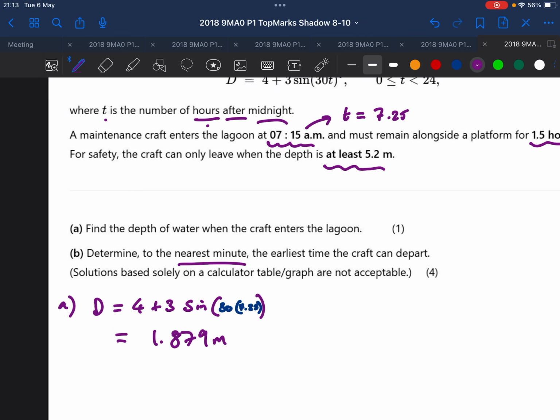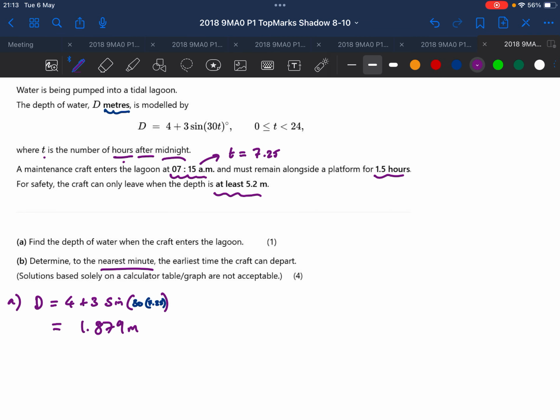Okay, so now I've worked with 7.25 before as the first one. The earliest that it can leave, well, it says it must remain there for 1.5, so I think we say t equals 8.75 is the minimum, isn't it? We're only looking for values that are bigger than that. There's another condition as well. It's only when it's 5.2 or more.